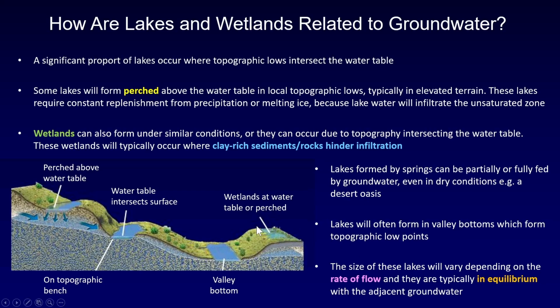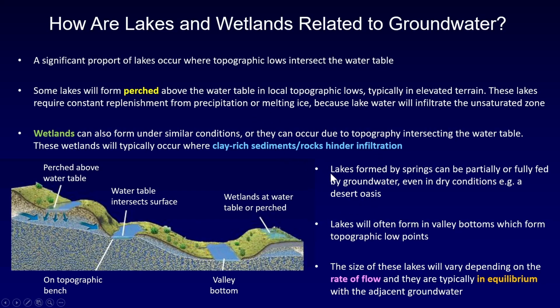And so you end up with a situation where you have relatively horizontal terrain combined with an impermeable layer of rock and sediment. Well, in that case, that water can't go anywhere, it's just got to sit on the surface. And so in that situation, what's going to happen is your soil horizon is going to get saturated, and you're going to end up with wetlands. And these wetlands are going to be perched above the water table.